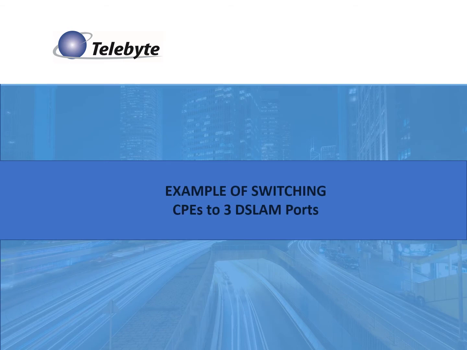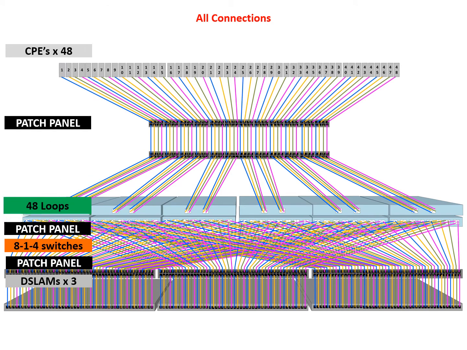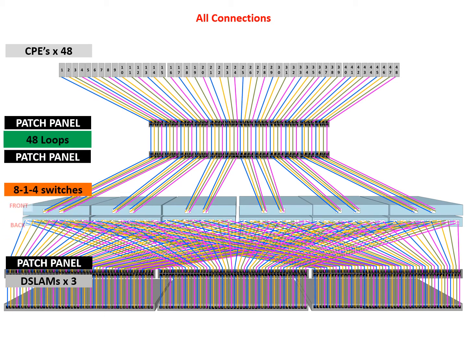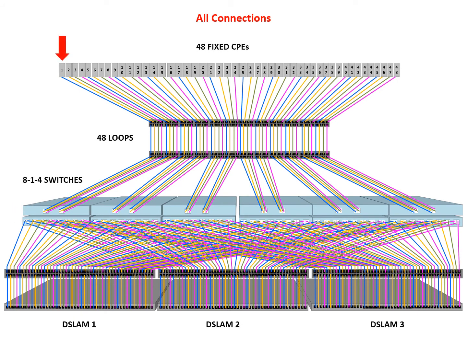Now we will see an example of switching 2 of the 48 CPEs to 3 different DSLAM ports. The different components are now presented in more detail with all connections shown. CPE1 is connected to loop 1 shown in blue and to the back of the first switch. Here we see the connections on the front of the module that allow the signal to be switched to any one of 3 DSLAM ports.